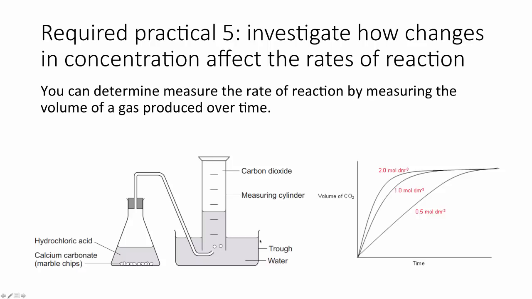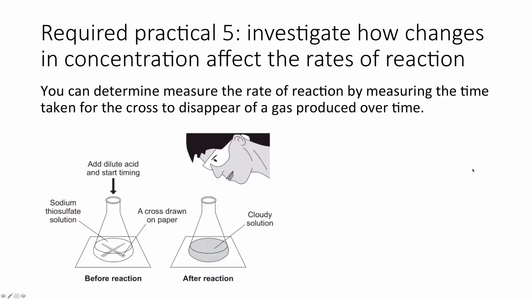Now, if we vary the concentration of the hydrochloric acid, we can see the effect of the concentration on the rate of reaction. And in this graph, we can see the effect of changing the concentration from 0.5 to 1 to 2. And we can see that by increasing the concentration, we increase the rate of reaction. That is, the change in the volume of CO2 produced over time. We can also see that at higher concentration, the reaction finishes more quickly than at lower concentration.